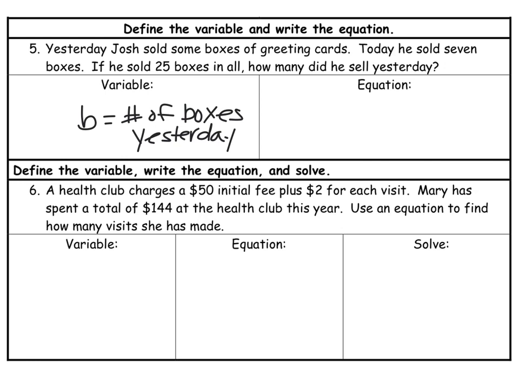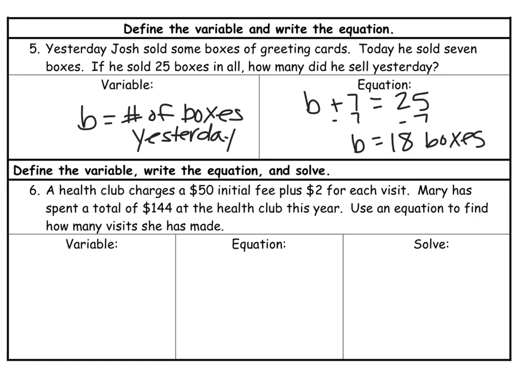And the equation would be he sold some boxes yesterday, and today he sold 7, so B plus 7, and then in all he sold 25 boxes. So then to find B, we would just subtract 7 from both sides to find that B is equal to 18. So 18 boxes yesterday.